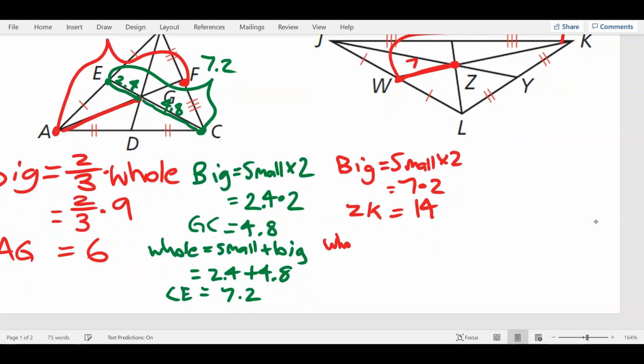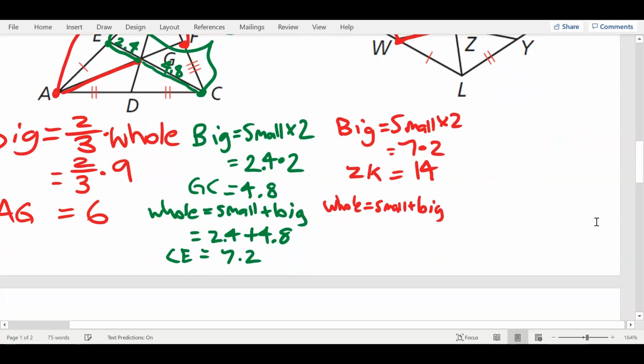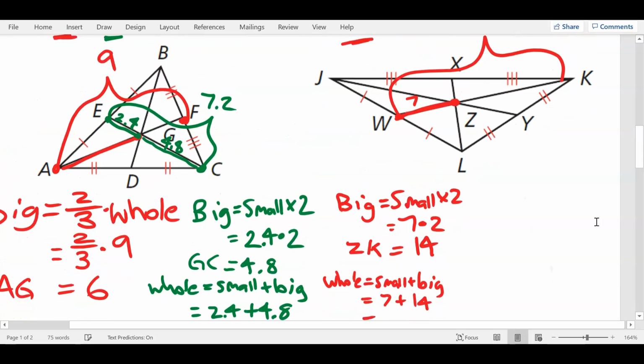So again, to get the whole thing, we do small plus big. And we get 7 plus 14, which is 21.